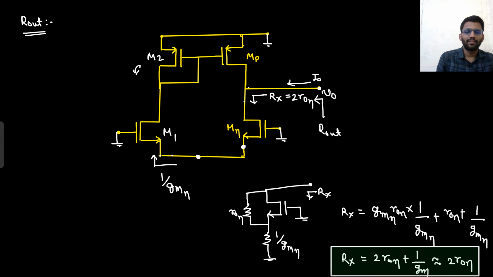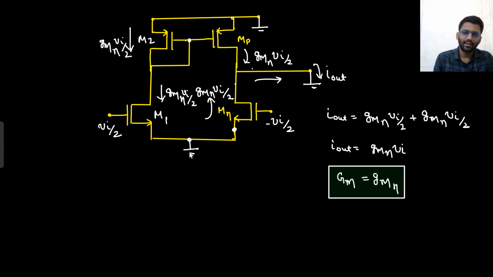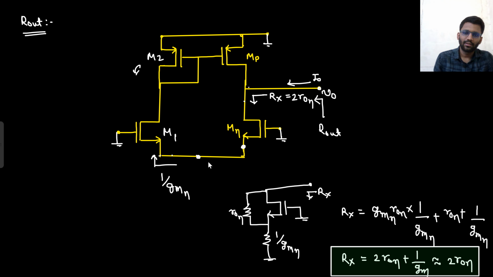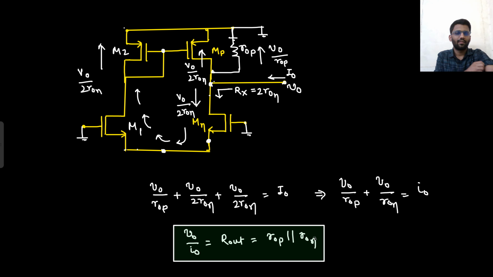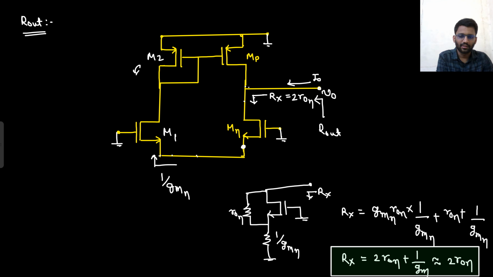So many of the students think that, sir, you're finding R1, so here it will be shorted. So from here to ground I see R0N, and from here to ground I see R0P. So my output impedance is R0P parallel with R0N. That is absolutely wrong. This node is not shorted. There is no concept of symmetry applied here. There is no symmetry in this circuit. So this node is not shorted. From here to ground you don't see RON. From here to ground you see 2 RON.